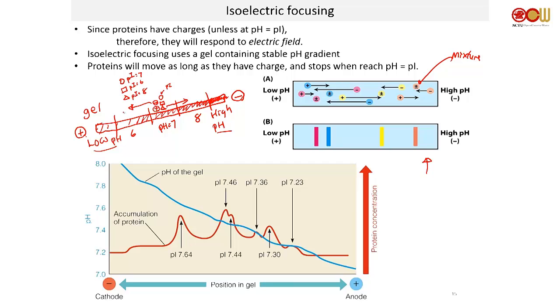Until the square reaches pH 6, it becomes neutral, stops moving. Triangle, pH equals 8 equals PI, becomes neutral, stops moving. You effectively separated 3 proteins. So you can get 1 band, 2 bands, 3 bands, 4 bands, or in this case, 1 protein, the circle, 2 protein, the triangle, 3 proteins. So this is a separation based on PI.